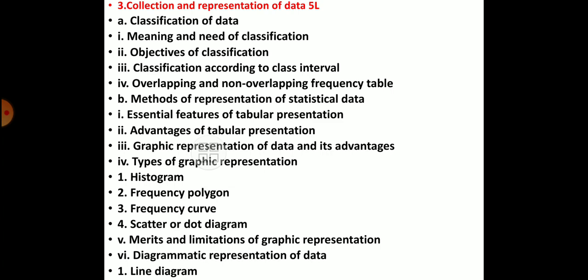So here many methods are there. We have to prepare an observation table of the data, that is nothing but the tabular presentation. What are the advantages of that? Then graphic representation of data and its advantages. There are types of graphs we have to learn under this unit: histogram, frequency polygon, frequency curve, scatter or dot diagram. What are the merits of all these and the limitations of graphic representation? Then diagrammatic representation of data, line diagram. So these things we have to learn under this one.